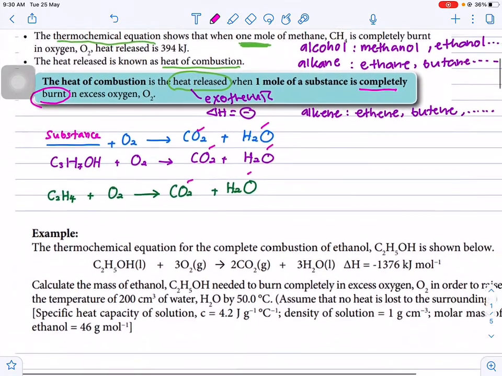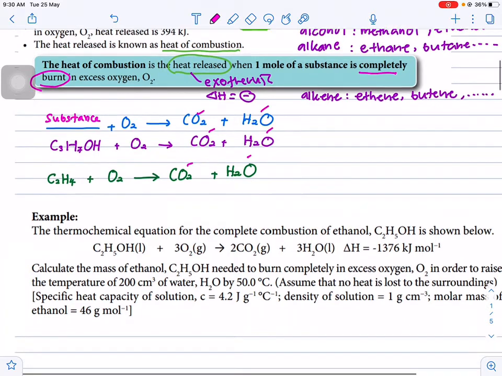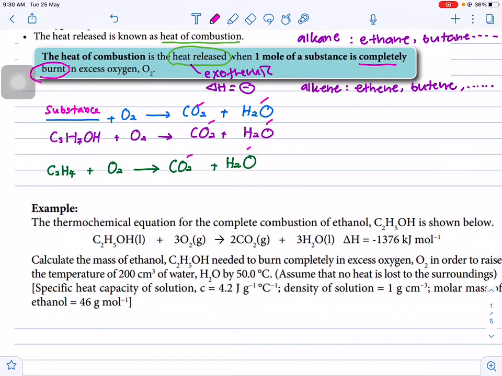So look at the example. The thermochemical equation for the complete combustion of ethanol is shown below. Okay. So we have ethanol react with 3 mole of oxygen, produce 2 mole of carbon dioxide and 3 mole of water. And the delta H is negative 1376 kilojoule per mole. What does it mean?